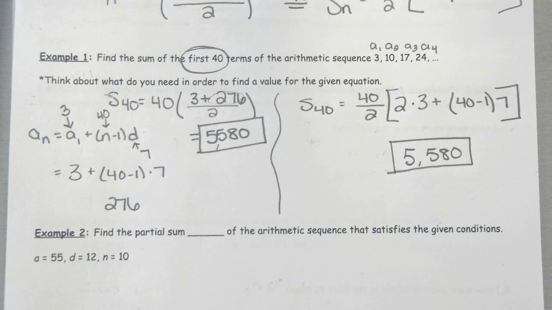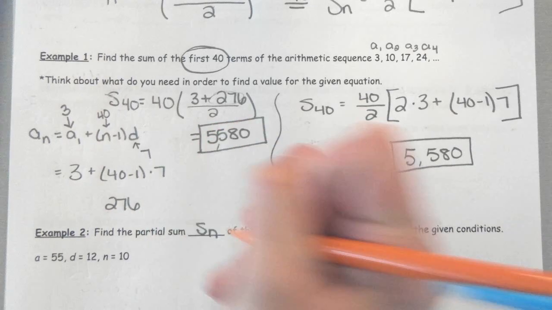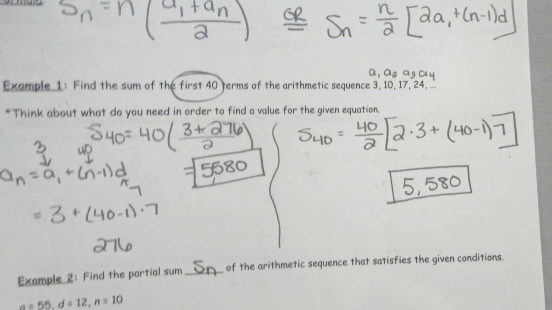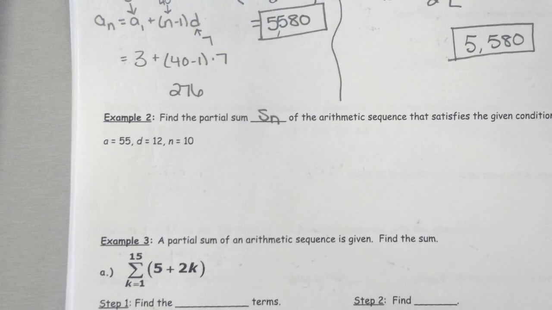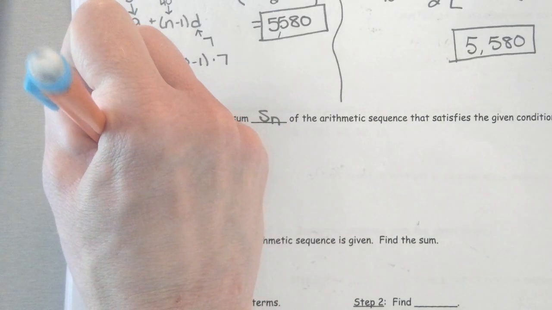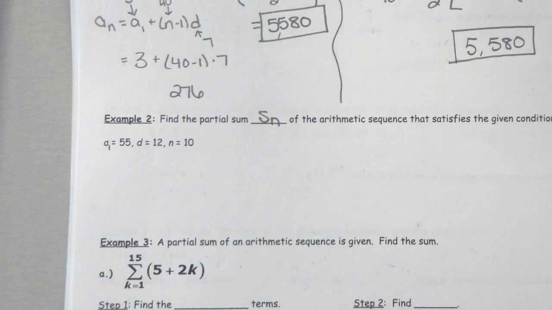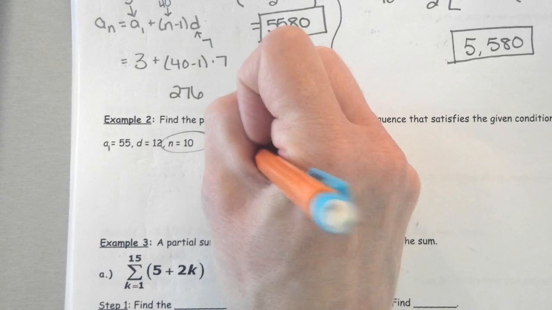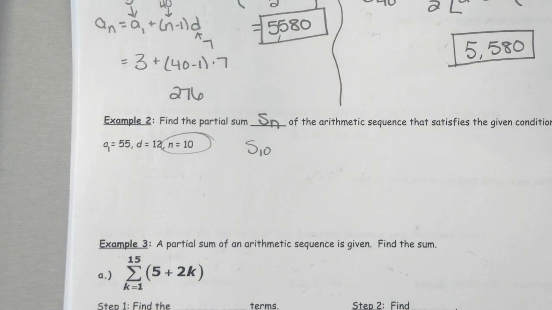All right, next one. This one I'll let you pick. I'm not going to make you do both ways always. Let's see. Find the partial sum at the end of the arithmetic sequence that satisfies the following conditions. By the way, this should have a little subscript 1 by it. So a sub 1 is 55. Your constant difference is 12. And we want to find S10. So that's what we're looking for is S10.